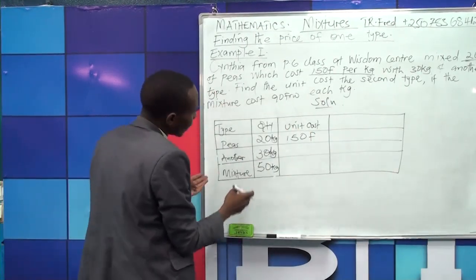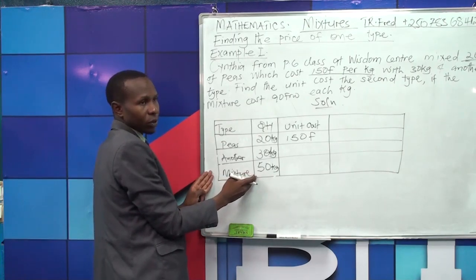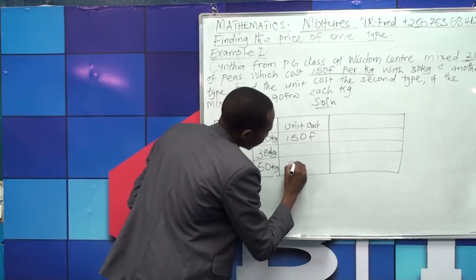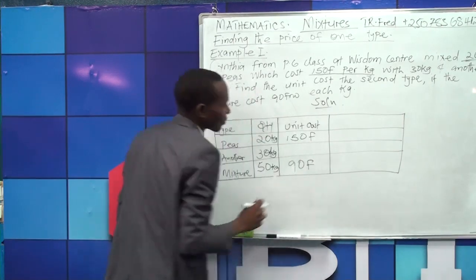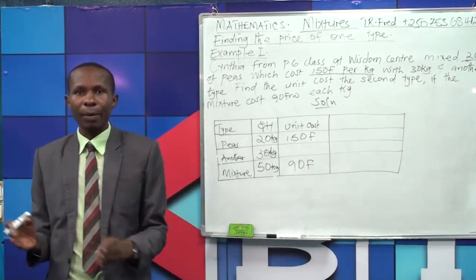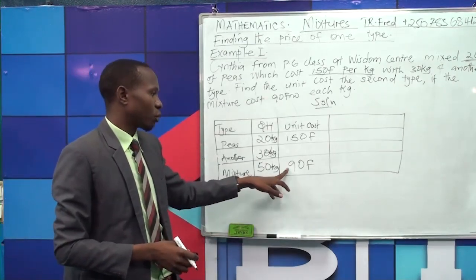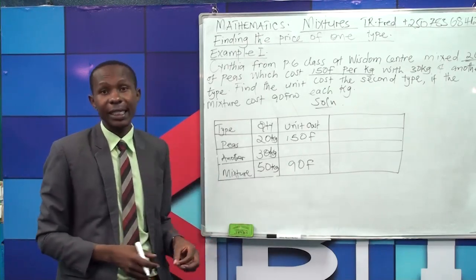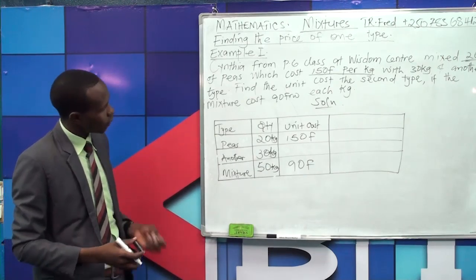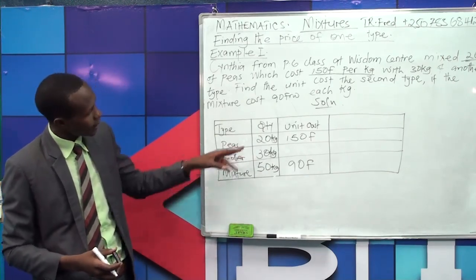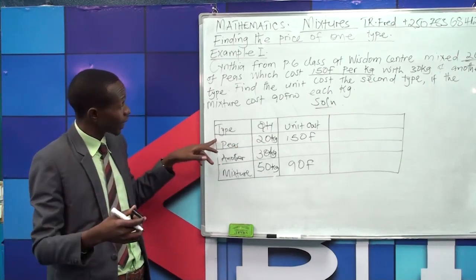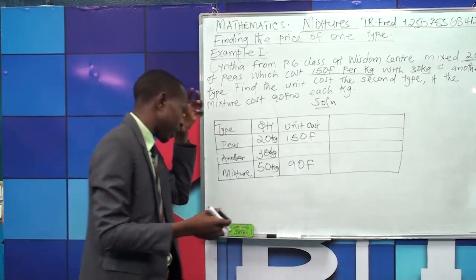So they have identified for us the amount that 1 kilogram of the mixture is costing, and that is 90 francs. So that's the amount that somebody who wants to buy only 1 kilogram of a mixture is supposed to pay: 90 francs. That is a mixture now. Okay? Then from there, we need to find out, in case somebody is taking 20 kilograms, how much can that person pay? If you are taking only 20 kilograms, how much can you pay?